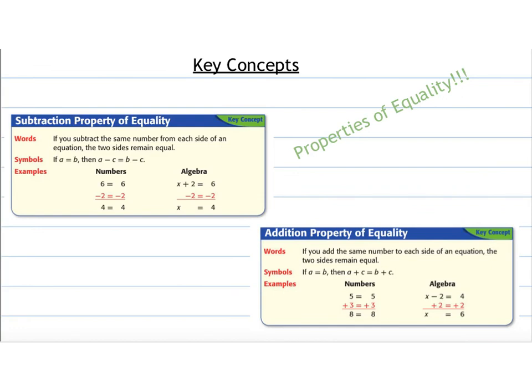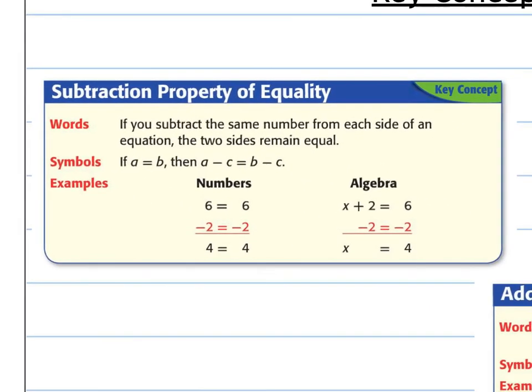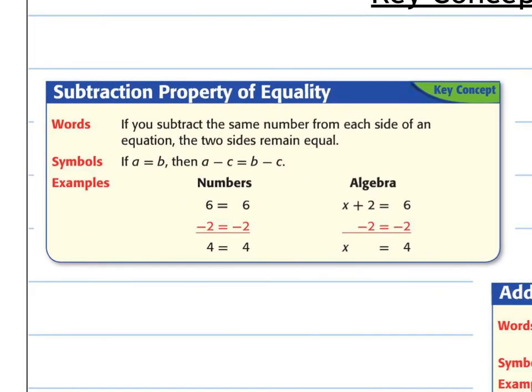Okay, key concepts here. You should have these written down in your notebook. I will be looking for them tomorrow. The subtraction property of equality. So we need to write everything in this box down; it should be on your paper. Okay. If you subtract the same number from each side of an equation, the two sides remain equal.